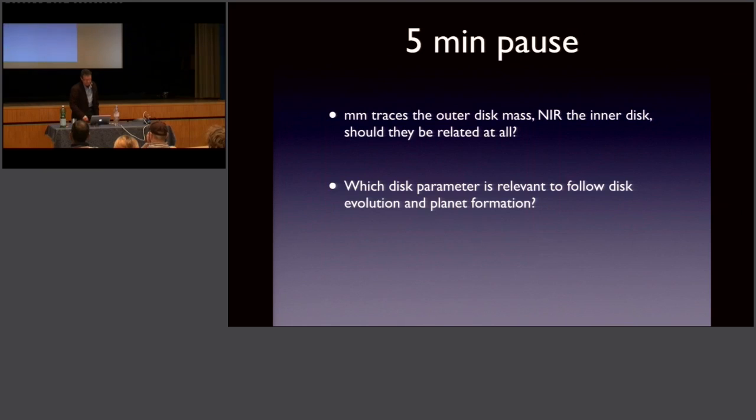Okay, I'll do the 5-minute pause here. I have two themes as usual that you might be interested in discussing. The millimeter traces the outer disk mass, as I said, while the near infrared traces the inner disk. Should there be any relation between the two, and which of the two is more interesting? And again, which is connected to the second thing.